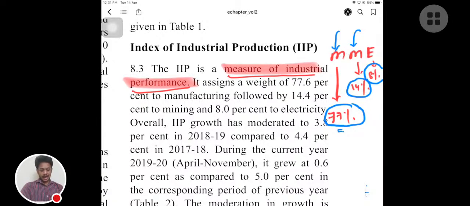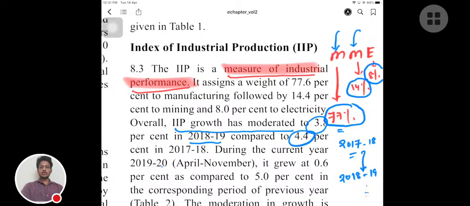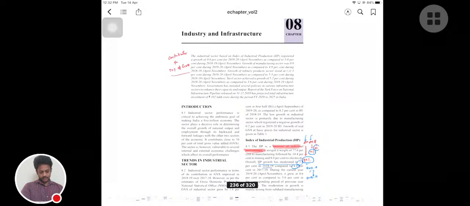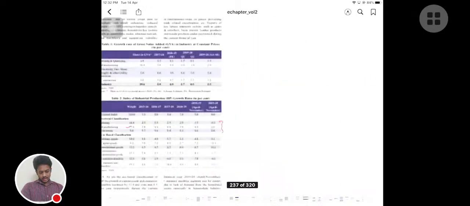So if you see IIP increasing, then you can say that the manufacturing, mining and electricity sectors in the country overall are having a growth rate. If not, then there is a deceleration in the growth rate. This is what they have written here: IIP growth has moderated to 3.8% in 2018-19 compared to 4.4% in the previous year, and it grew at 0.6% as compared to the other period. So if you look here, relative to 2017-18, there is a deceleration in growth rate in 2018-19. This is what you should remember as basics. Are you getting the point? And apart from this, what is the next thing that we are going to? If you see, this is the next page.